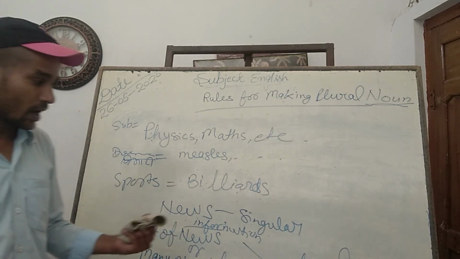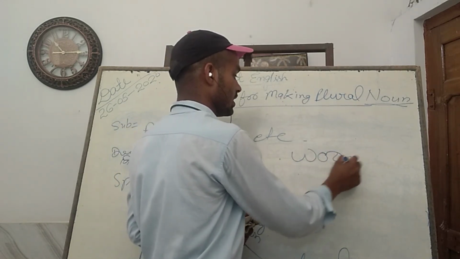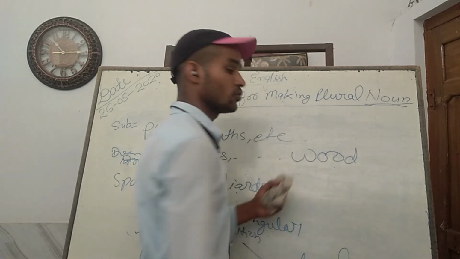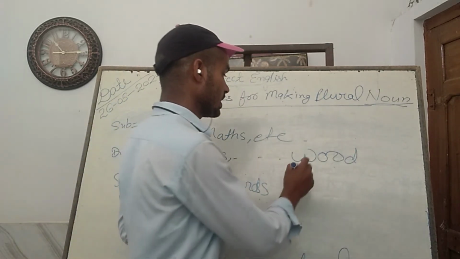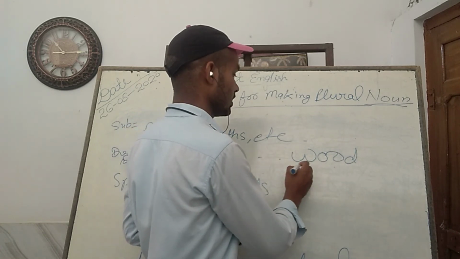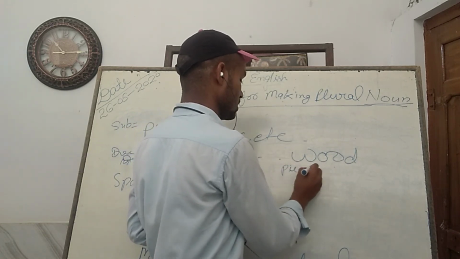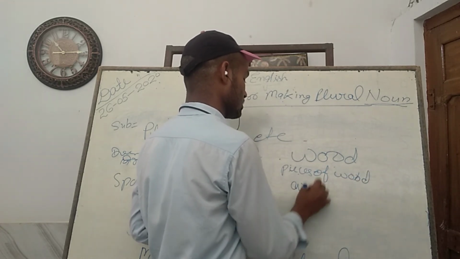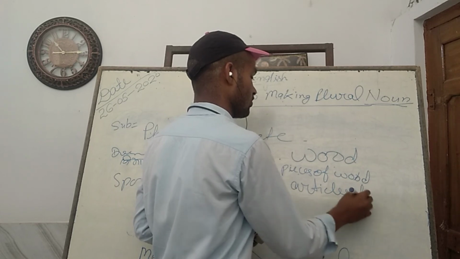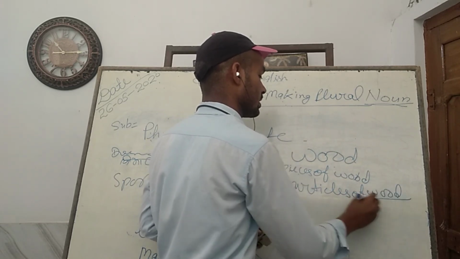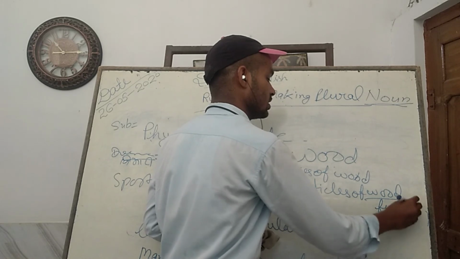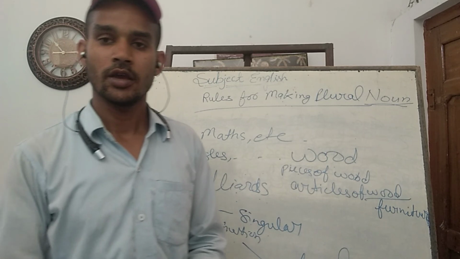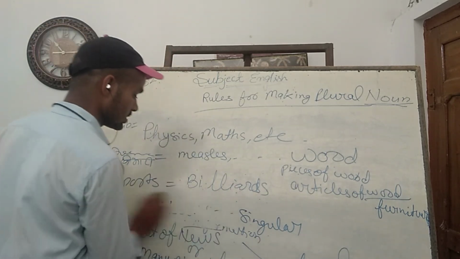But if we add s, then it becomes woods, a forest. But if we want to give the sense of wood, that is the lakdi, furniture, then we can say pieces of wood, articles of wood, articles of furniture, pieces of furniture. In this way we can make plural all these in this sense.